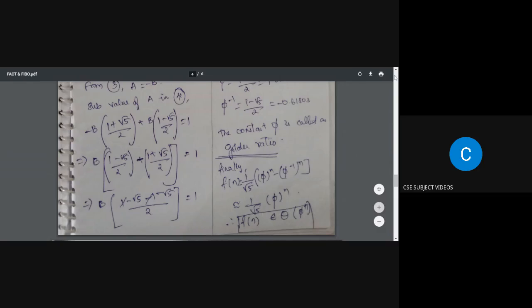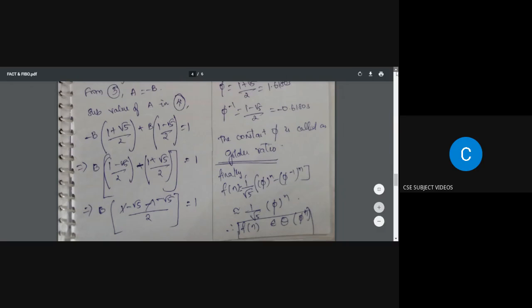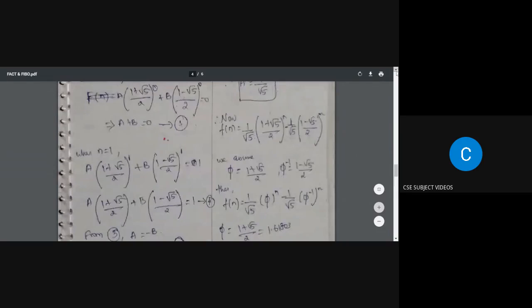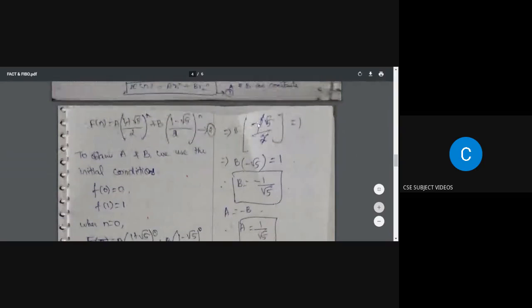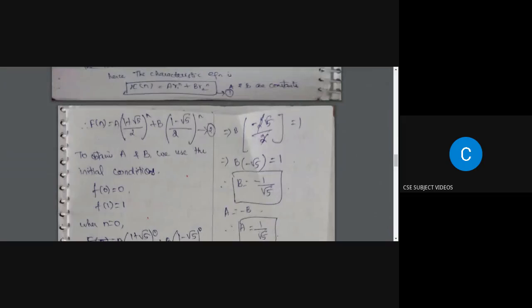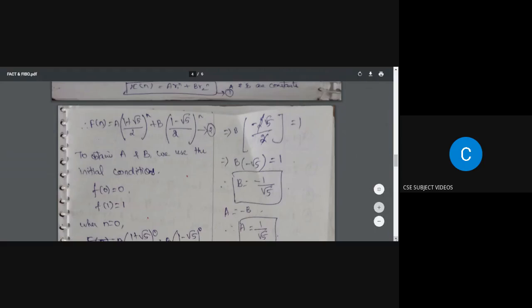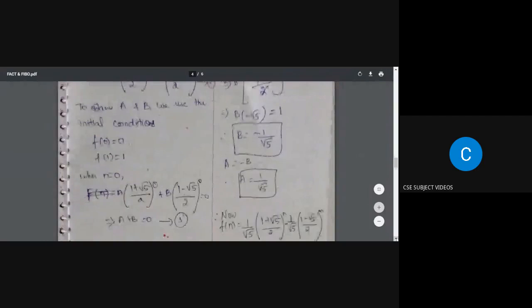So now totally it will be b into minus 2 into root 5, divided by 2. So 2 and 2 get cancelled, that is equal to 1. So now b equal to minus 1 divided by root 5. Now we have got the value for b. We have taken from equation number 3 that a equal to minus b. So now a equal to minus into minus of minus 1 by root 5, so automatically it will be 1 by root 5.